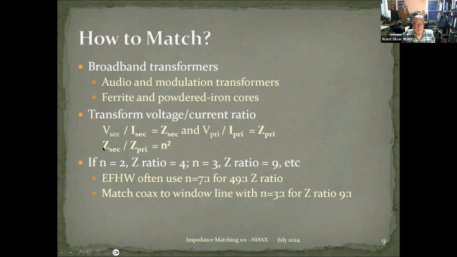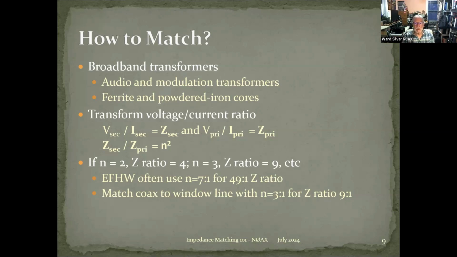And all they're doing is transforming the voltage to current ratio, and you can see this equation here. The impedance of the secondary divided by the impedance of the primary is equal to the turns ratio squared. So, for example, if the turns ratio is 2, I have 10 turns on the secondary and 5 turns on the primary, then my impedance ratio is going to be 4. And I can flip that around and I can have an impedance ratio of 1/4. It's 4 to 1 in one direction or another. All I have to do is turn that transformer around. N equals 3, my impedance ratio is 9, et cetera. And yes, you can have half turns and intermediate values of the impedance ratio.